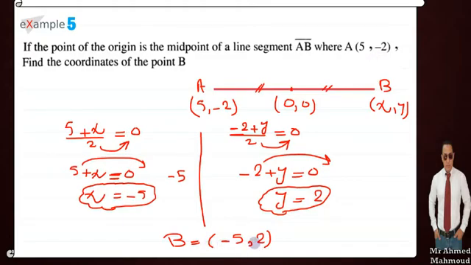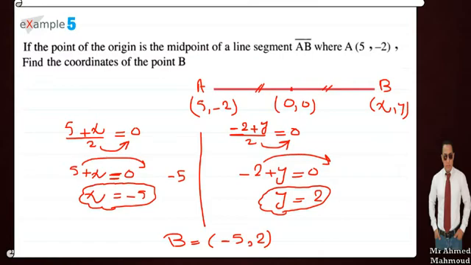Then you can find B directly by changing the sign of A. If the origin is the midpoint of a line segment, then you just find the additive inverse of this point, or change the sign of this point, without solving or using these steps.